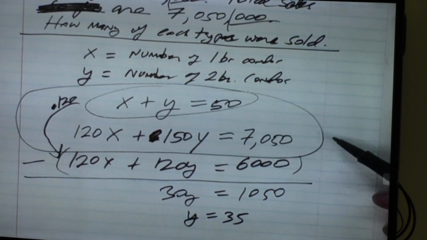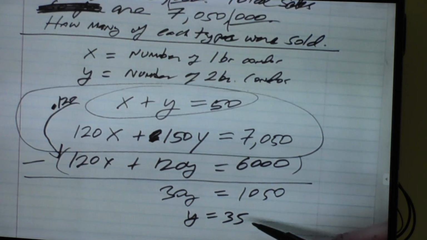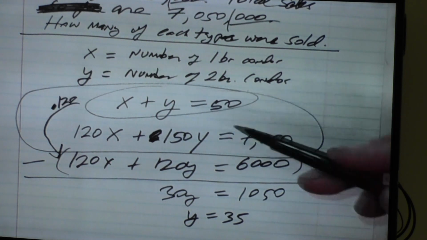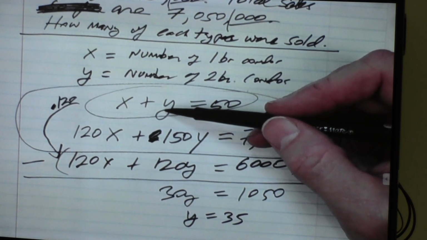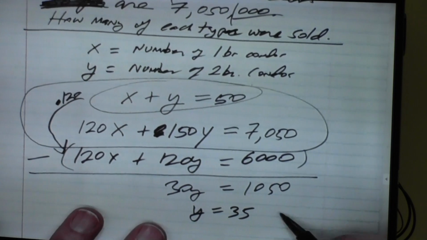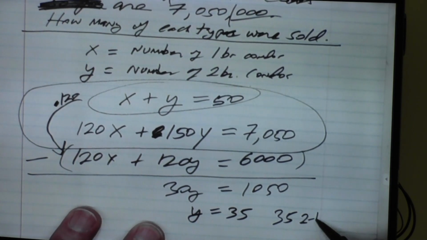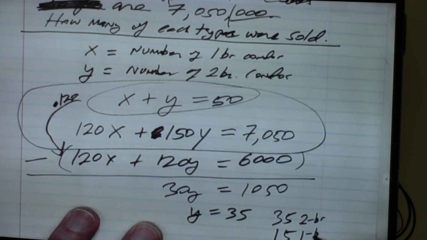Well, it didn't matter that I used thousands and not thousands, which is a lot easier without all the zeros, but it just told me there were 35 of the two-bedroom condos sold. And if there's 35 of those sold, well, back up here, that's 35, that means there's only 15 left, so it's 15 of the x's. So it's 35 two-bedroom condos and 15 one-bedroom condos.